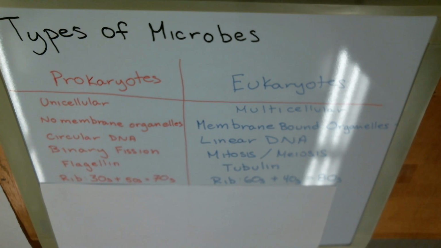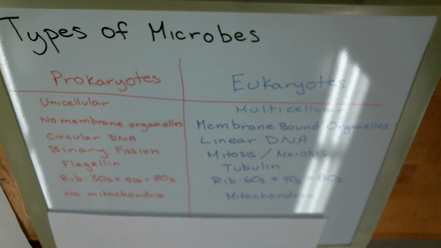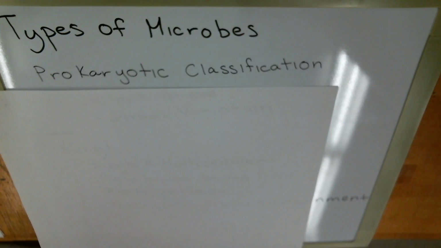And the ribosomes that we use to make our proteins are even different, where prokaryotic ribosomes have a 30S and a 50S subunit, which when they join together make a 70S subunit, while eukaryotes have a 60S and a 40S that when they come together make an 80S subunit. And prokaryotes have no mitochondria while eukaryotes do. And in order to compensate for that, prokaryotes make their energy within their cell wall.